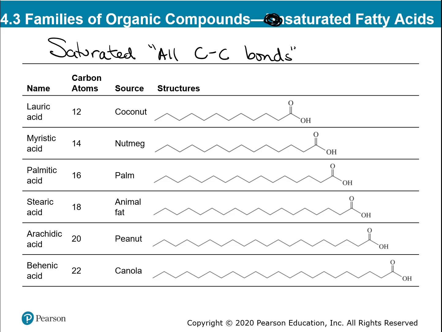So notice also, it's always an even number. You never have like 13 carbons or 15 carbons. It's always like 12, 14, 16, 18, 20, 22. So they're always even numbers.